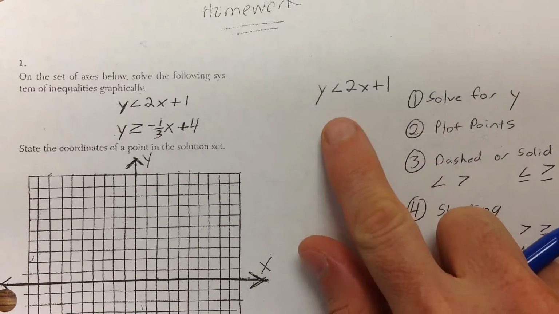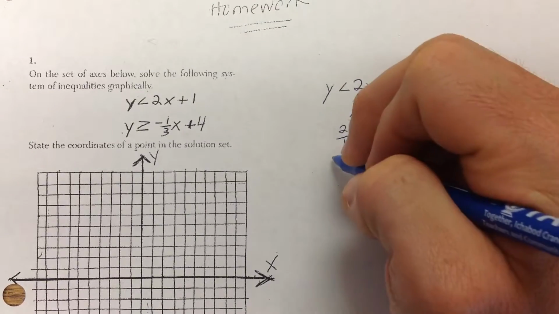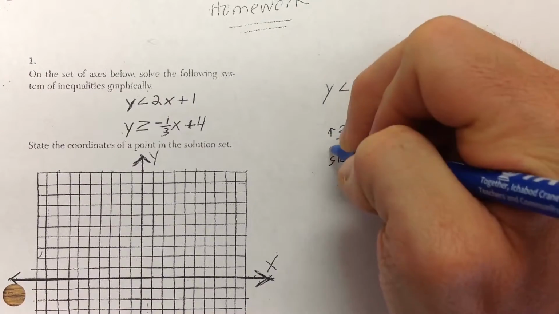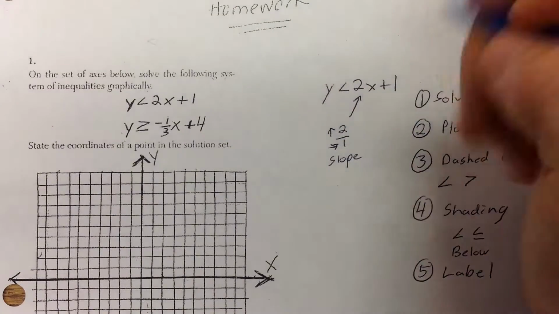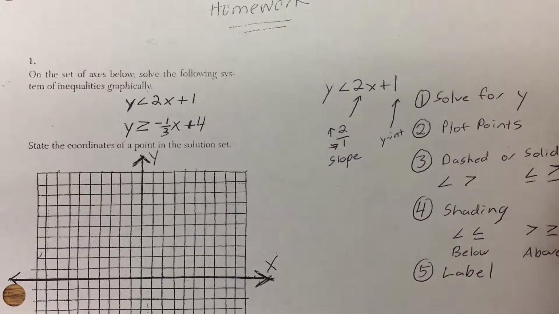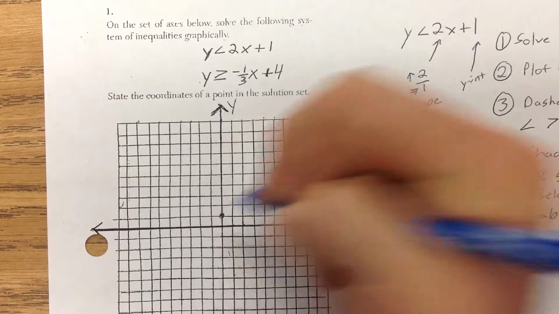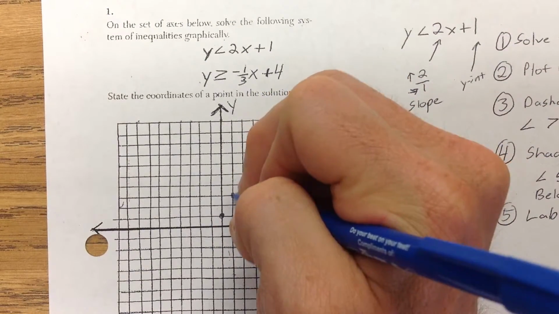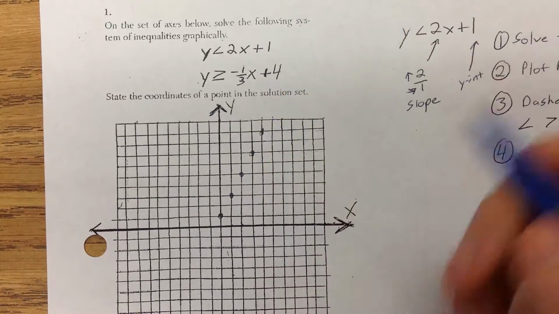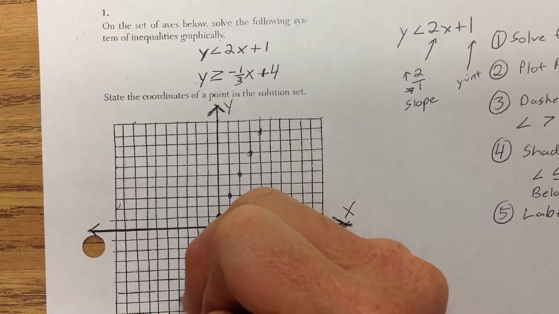So here we already have the y solved for. This 2, which we could write as 2 over 1, is our slope. So that means we're going up 2 and to the right 1. And then this number right here is our y-intercept, so that's where we're going to start our graph. We're going to start our graph at positive 1. So if I go over to my grid here, I'm going to start up at positive 1, and then I'm going to go up 2 over 1, up 2 over 1, and so on. Then I can also do the reverse. Down 2, back 1, down 2, back 1, and so on and so forth.